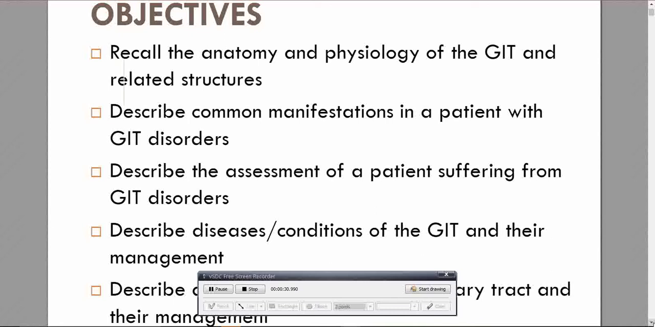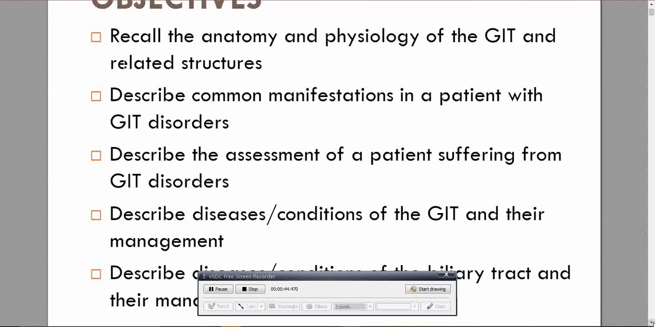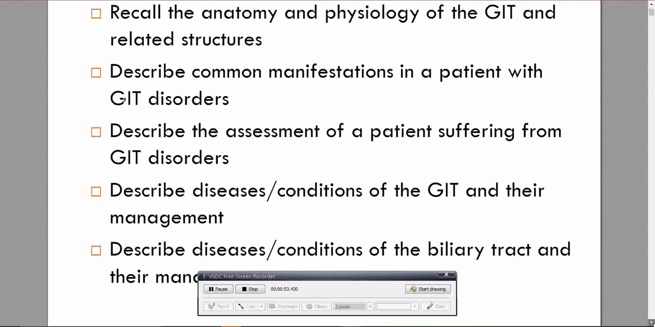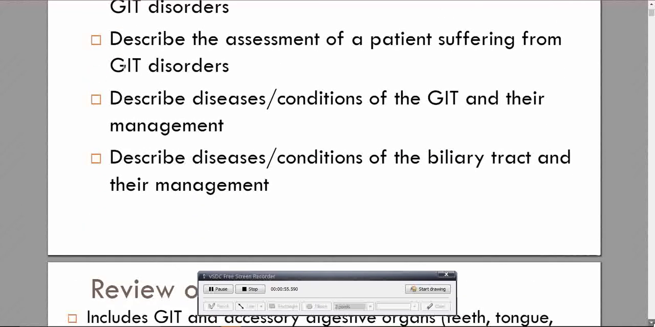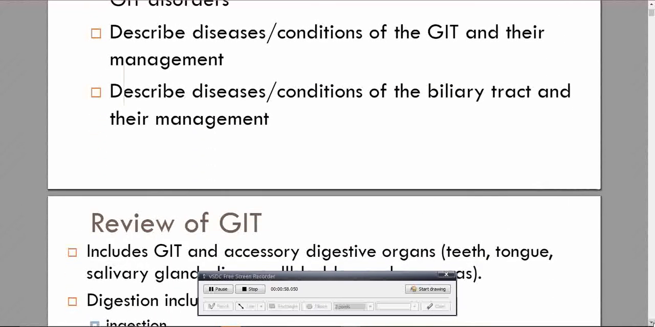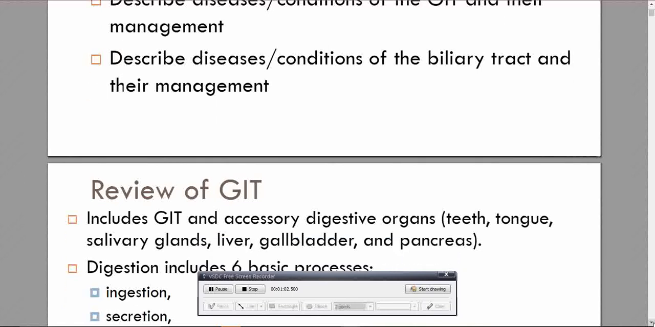The first objective is that we are supposed to recall the anatomy and physiology of the GIT and related structures. This has been a repeated notion ever since you were in primary; you in fact started by drawing it in nursery class. Then we shall describe common manifestations in patients with gastrointestinal tract disorders, describe the assessment of patients suffering from GIT disorders, then describe disease conditions of the GIT and their management. We are also supposed to describe diseases of the biliary tract and their management.